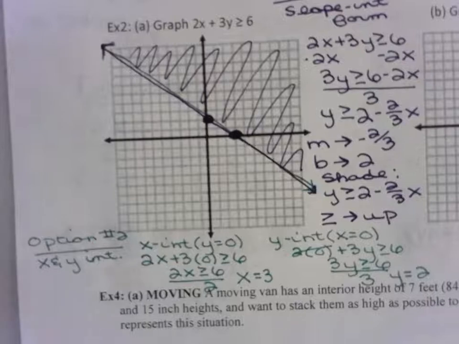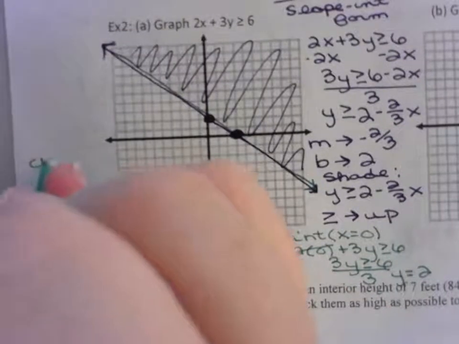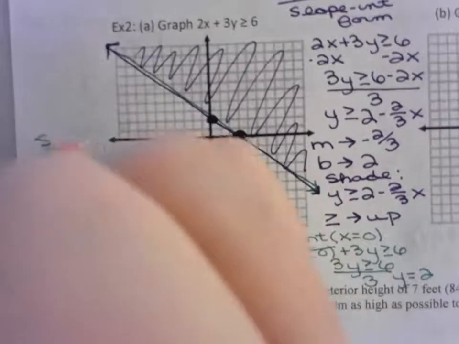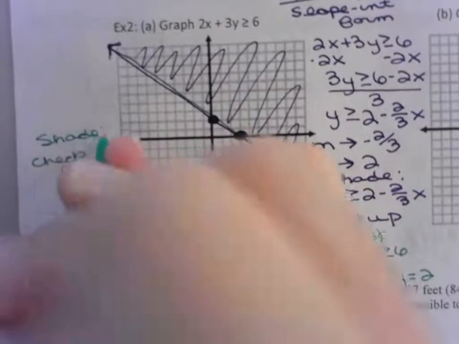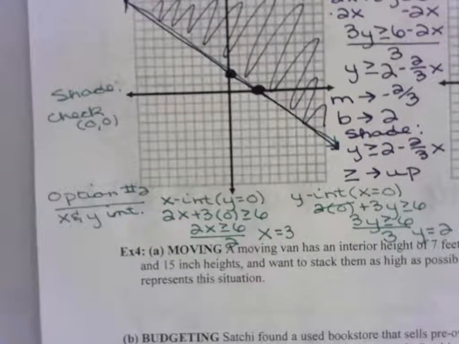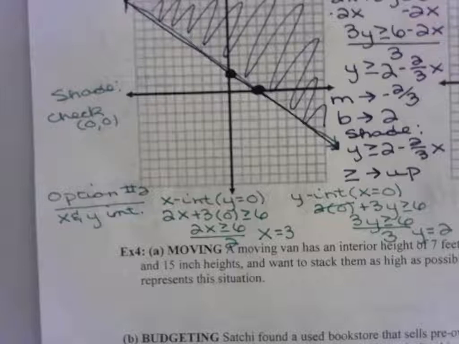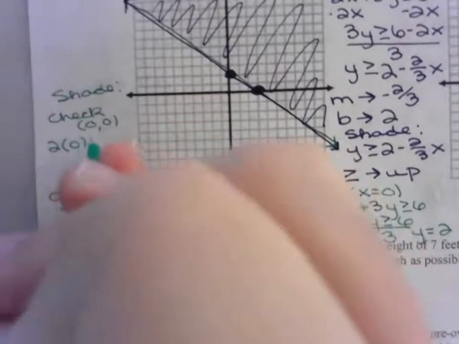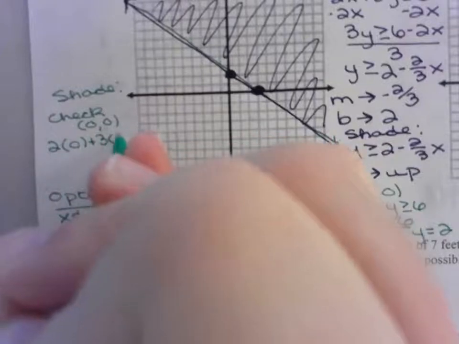Now I need to check how to shade. So to check the shading, it's a little different. If it's in standard form, if you're doing x and y intercepts, to check the shading, you cannot use the greater than, less than shortcut. That's only for slope-intercept form. To check the shading, you're going to plug in 0, 0. So you're going to plug in 0, 0 and see if that is true.